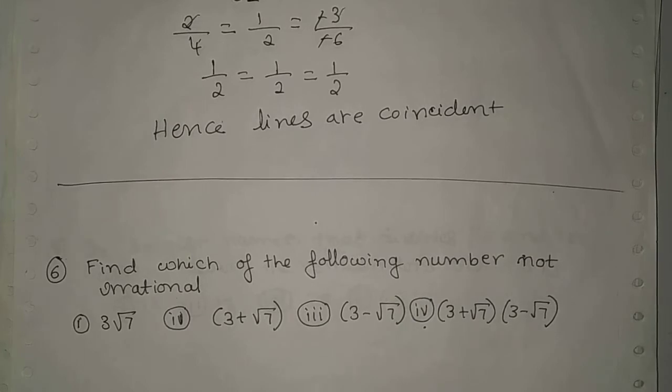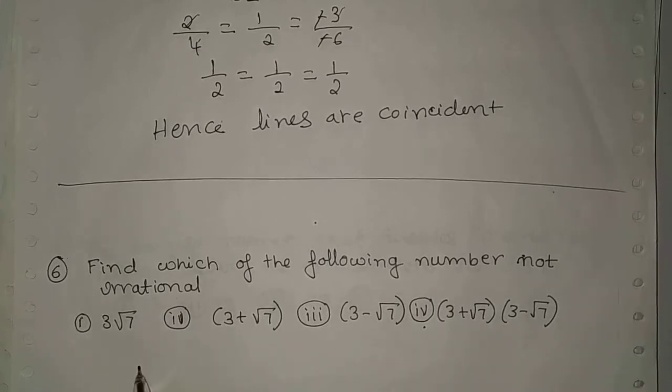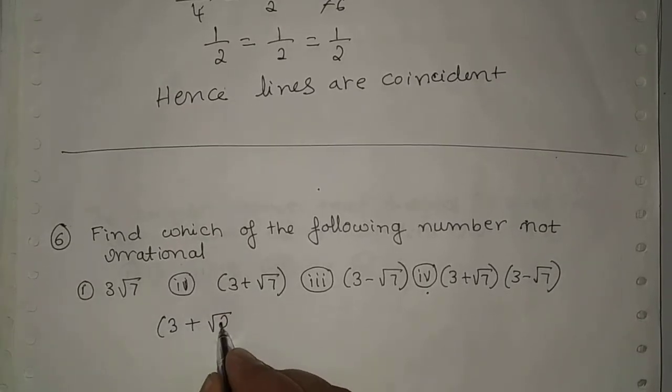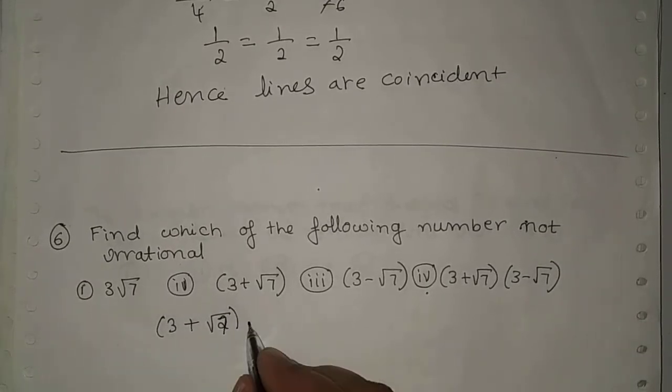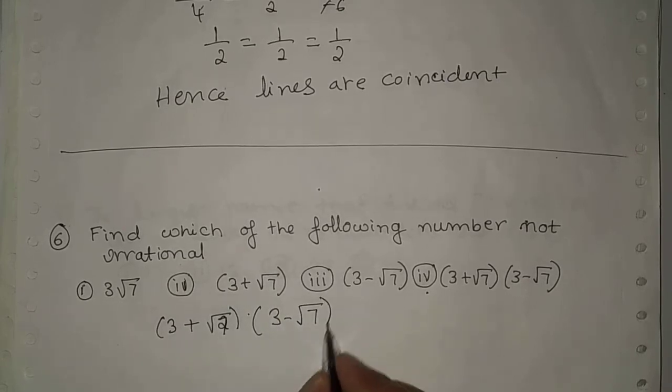The sixth problem is, which of the following numbers is not irrational? So which of the numbers is not irrational? We'll see this option. So here, (3 + √7)(3 − √7).